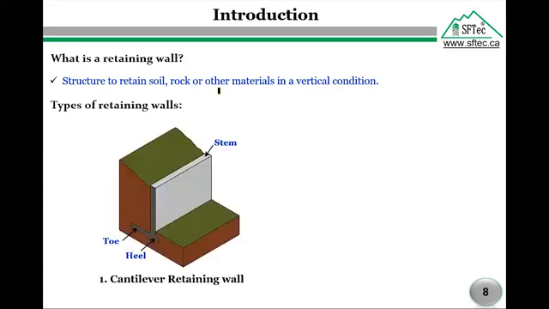Number one, cantilever retaining wall. It consists of a vertical wall called the stem, a heel slab, and a toe slab. All elements of the cantilever retaining wall behave like a cantilever beam or slab. It is suitable up to 6 meters. It may be T-shaped or L-shaped.